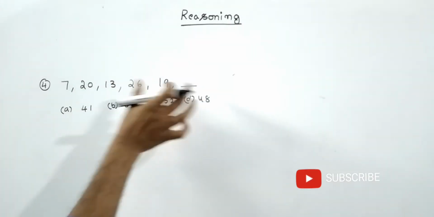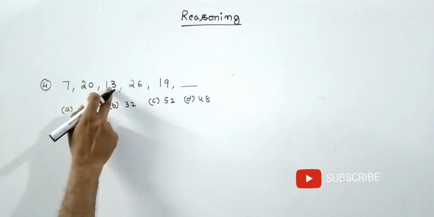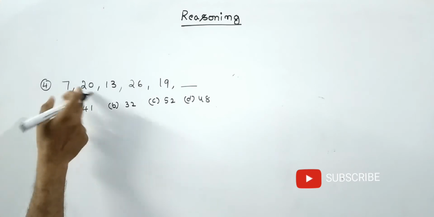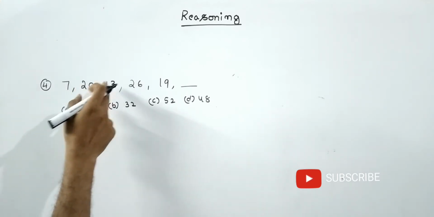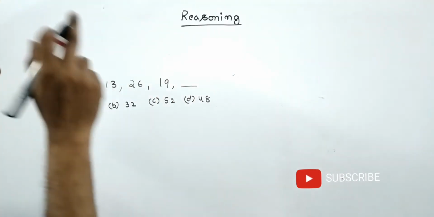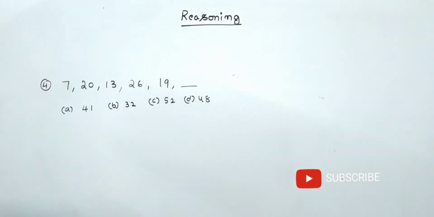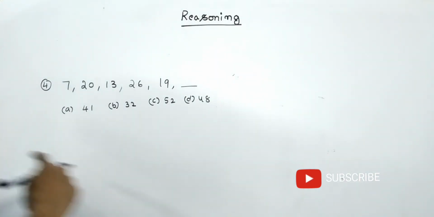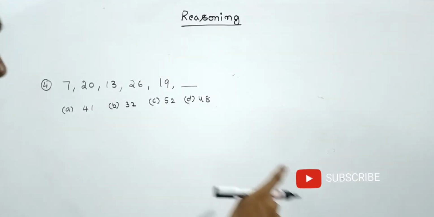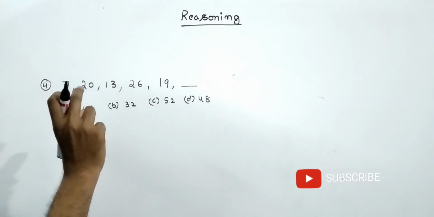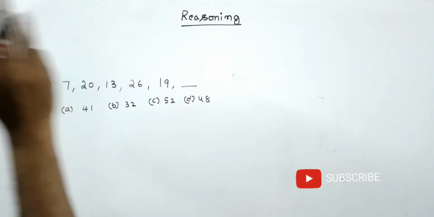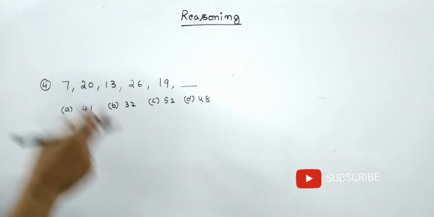See friends, next problem. 7, 20, 13, 26, 19. One time it is increasing and another time it is decreasing. Again increasing, again decreasing. See friends, if this type of series is given, then definitely there should be a subtraction and addition. Continuously increasing means addition. Continuously decreasing means subtraction.